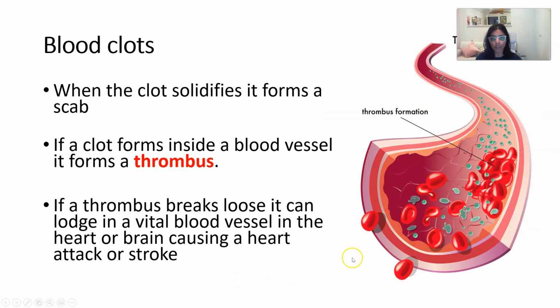Now, just to distinguish between a blood clot and a thrombus, a thrombus is a blood clot that forms inside of a blood vessel. When you get a clot forming on the outside, eventually it will solidify and form a scab. Thrombus formation can be a little bit dangerous because if that loosens off from the inside of a blood vessel, it can then travel until it hits a narrower blood vessel, for example in the brain or near the heart, and that can result in a heart attack or stroke.